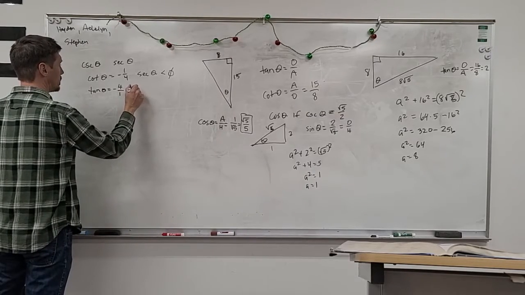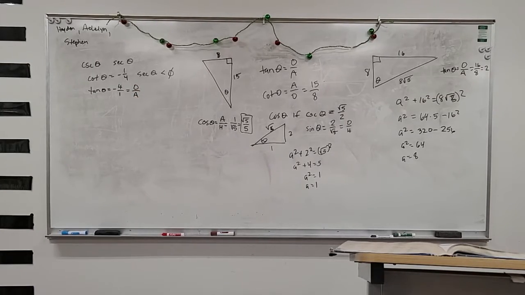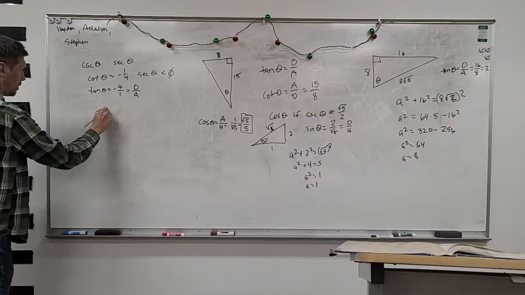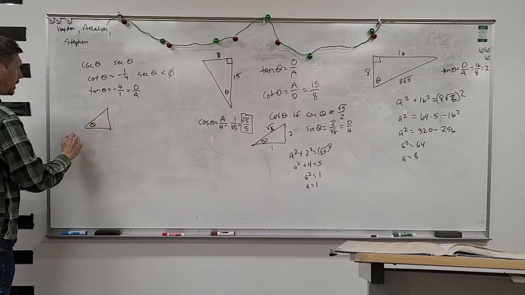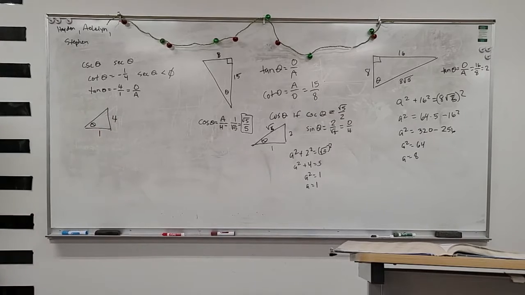And tangent is opposite over adjacent, right? So when I draw my triangle, I put theta here. I say the opposite side is 4 and the adjacent side is 1. Everybody cool with that? How do you know where to put the theta, or does it matter? Doesn't matter. Just make sure that the sides opposite and adjacent to the theta are correct. What about the negative sign? That's going to come into play in a second.